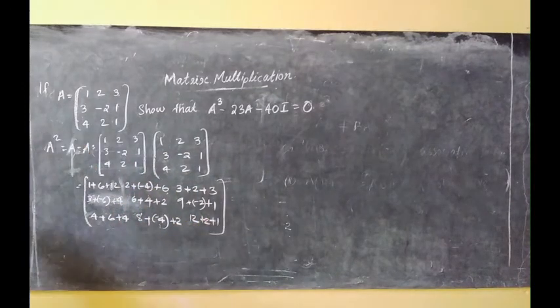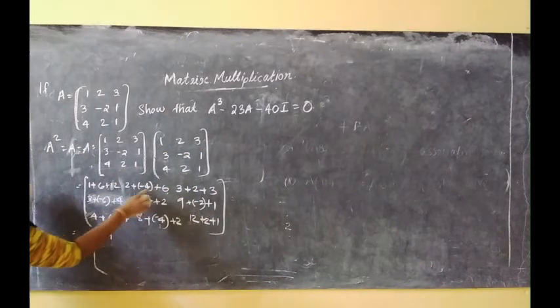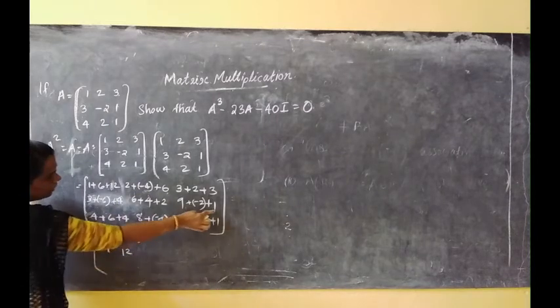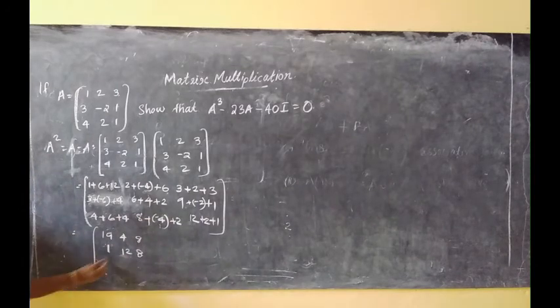We can add this. What do we get on adding? We get 1 plus 6 plus 12, we get 19. The next we get 6 minus 4, 2, that we get 4. Then next is 8. Here it is 4 plus 3, 7 minus 6, 1. Then here it is 12. And now 9 plus 1 minus 2, that is 8. Then next is 14, 6, 15. We get A square.